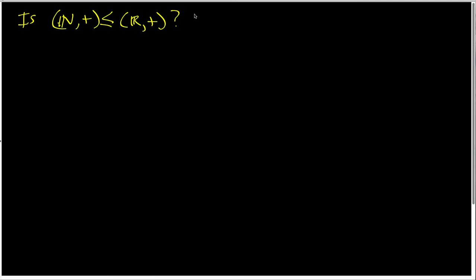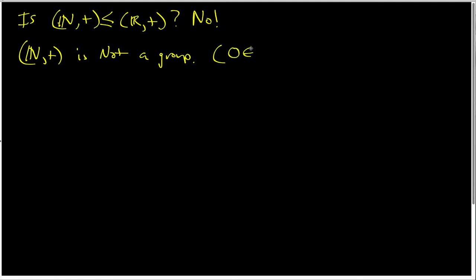Is N under plus a subgroup of the real numbers under addition? And if you think about this one, the answer is no. And the reason why is this. N under plus is not a group. And it's not a group because 0 is not inside the natural numbers, so we have no additive identity inside of the natural numbers.